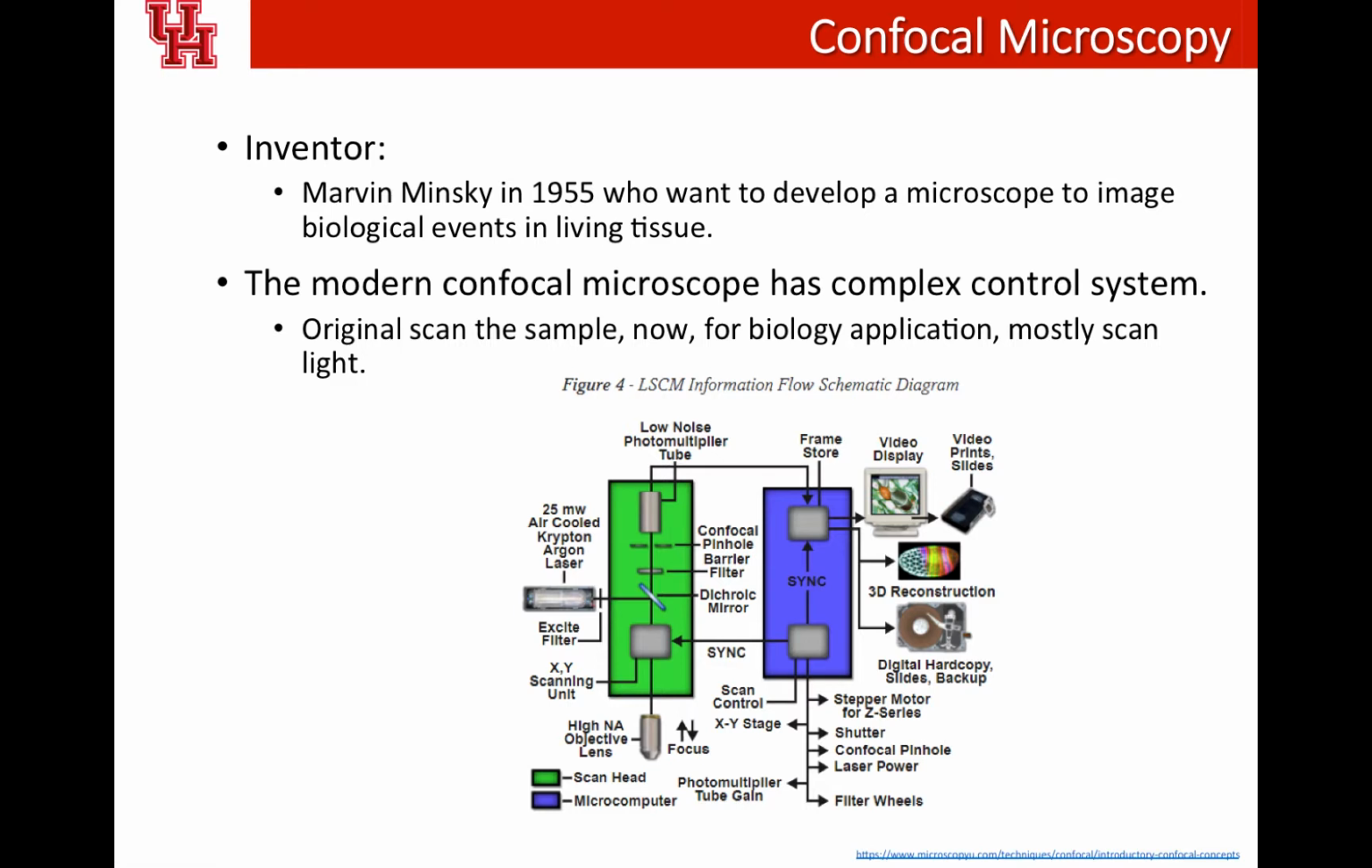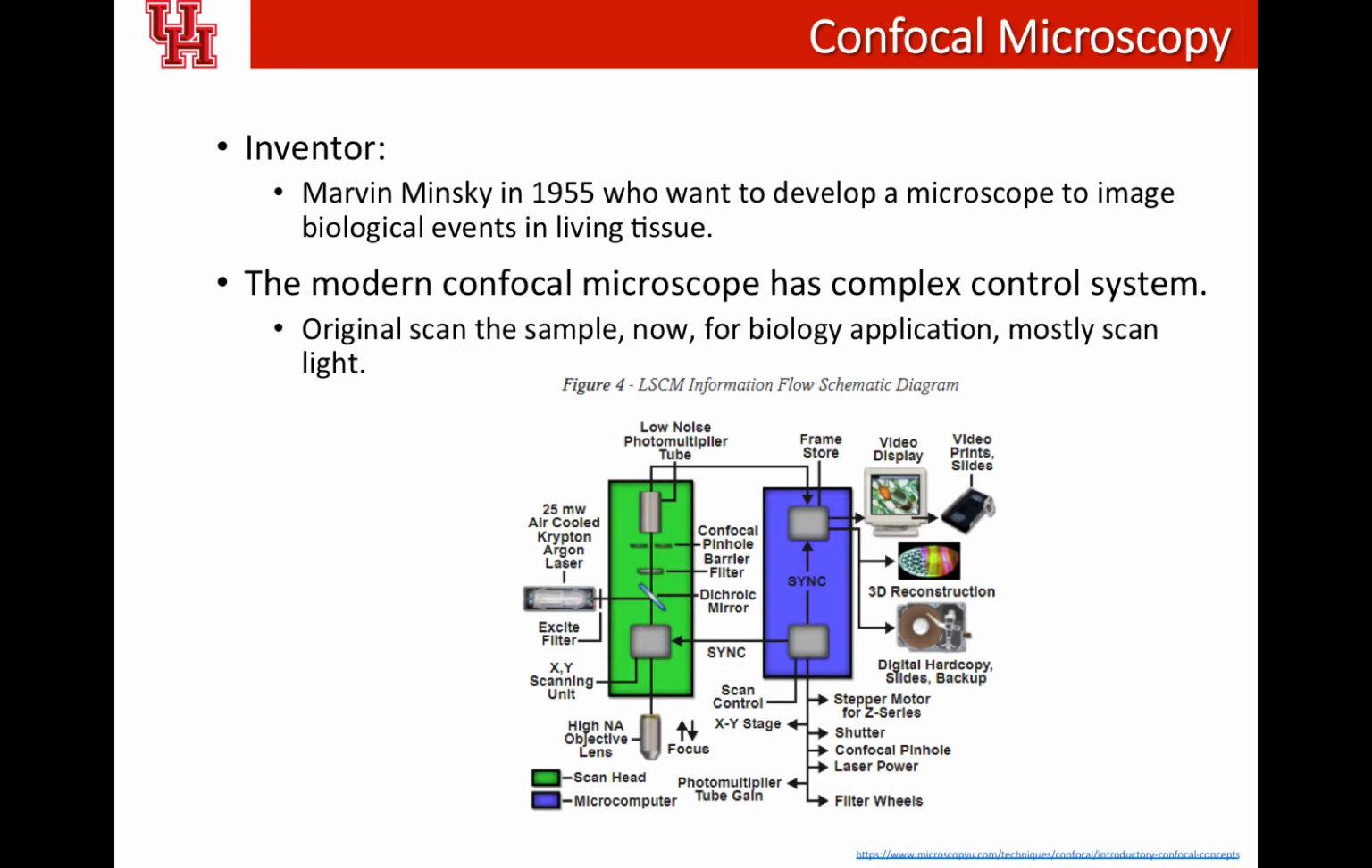So, the inventor. I always talk about the history, and this guy is Marvin Minsky, in 1955. He wanted to develop a microscope to image biological events in living tissue, right? In living tissue, you have to image pretty deep, so you cannot just see 1 micron away from the surface. You have to look at least a few tens of microns. When that happens, the background signal is pretty bad. So that's why he described and developed this confocal microscope.